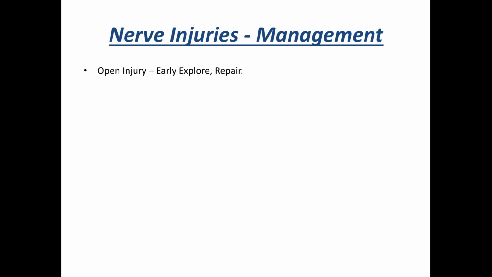First of all, if it's an open injury, meaning you have a patient with a gunshot injury or a stab injury or an open fracture who has come to you and he has a nerve palsy, then most likely you are dealing with a neurotmesis. The principle is to explore immediately or early and look at what is the condition of the nerve. And if it is in a repairable condition, you repair it then and there, a primary repair.